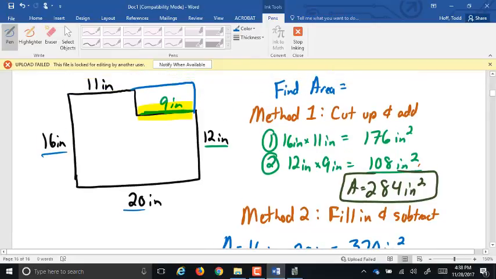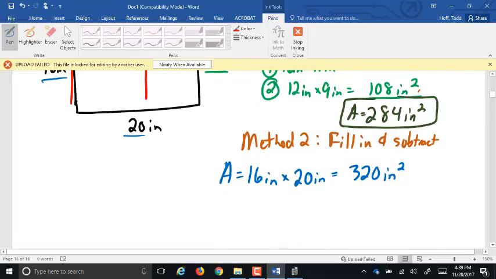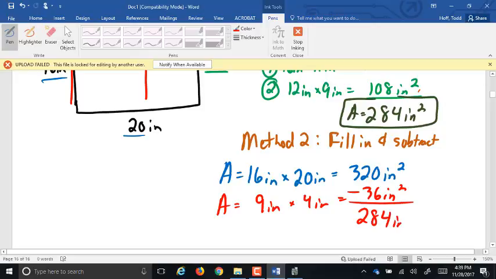And then we have to subtract the missing piece here. This missing piece we found, this is 9. What's this dimension here going to be? 4, very good. 16 all the way, this part's 12. 16 minus 12 leaves us with 4. So we are subtracting off an area that is 9 inches by 4 inches, or 36 inches squared. We subtract that out, we get 284 inches squared as our area.